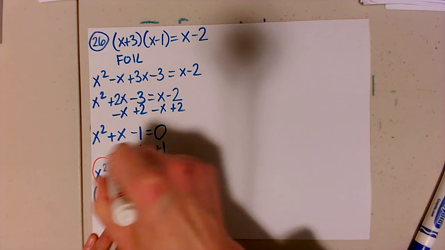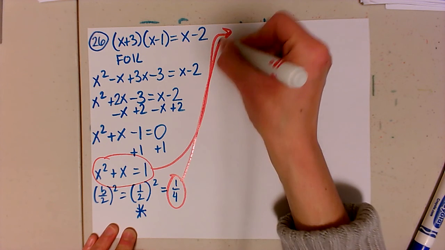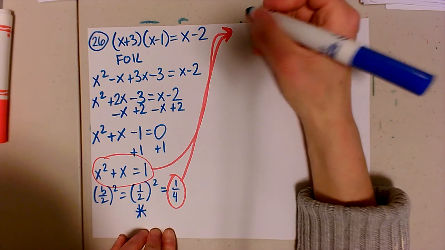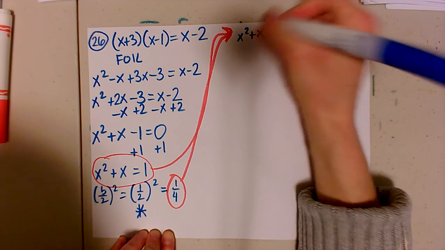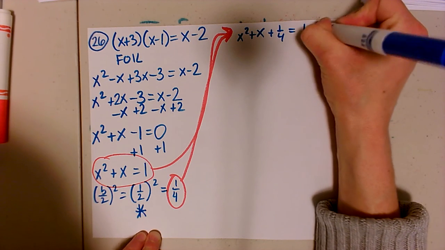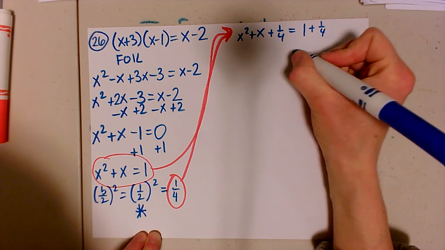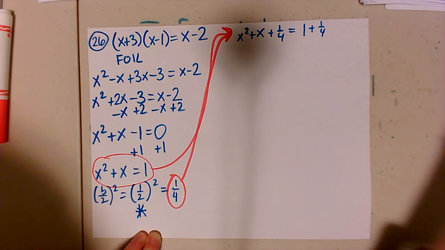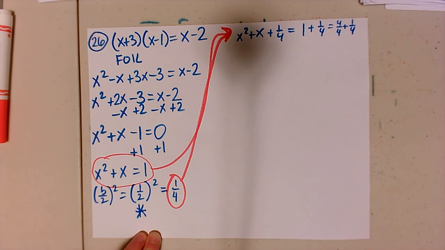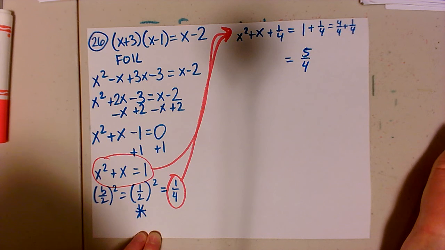So we'll take this piece here and this here, and we'll bring it up here, and I'll get x squared plus x plus 1 over 4 is 1 plus 1 over 4. So I added that to both sides. So we can simplify our right. Well, 1 plus 1 over 4, well, 1 is the same thing as 4 over 4, right? So I'm doing 4 over 4 plus 1 over 4, which is going to be 5 over 4, okay?